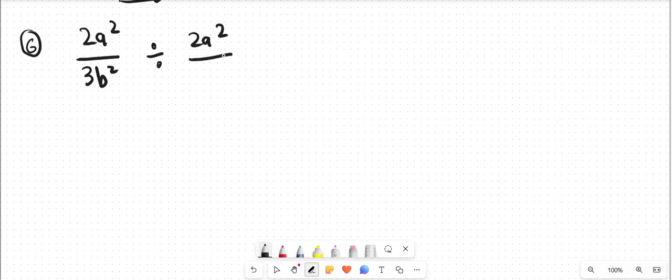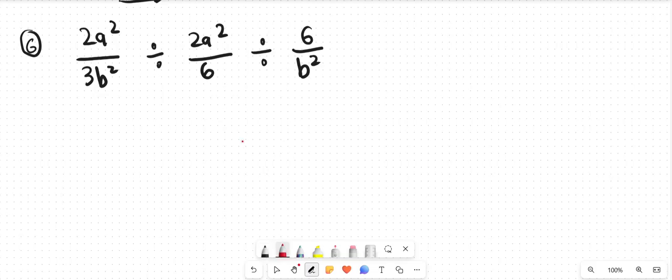This next part of the lesson is when you have different fractions in that expression. So let's take number 6 and you will see how this looks. We have 2a squared over 3b squared being divided by 2a squared over 6, being divided by 6 over ab squared. So now what you will notice is that we have different fractions in our expression, and again, we need to simplify this.